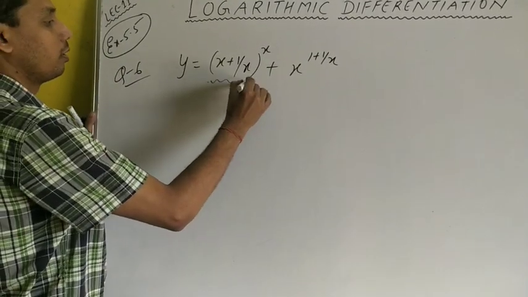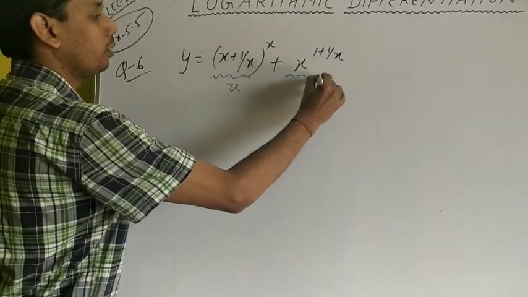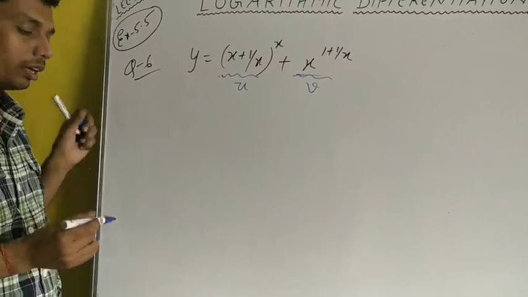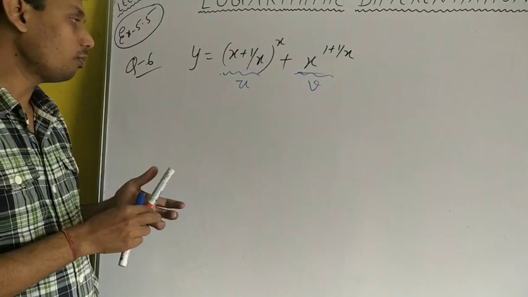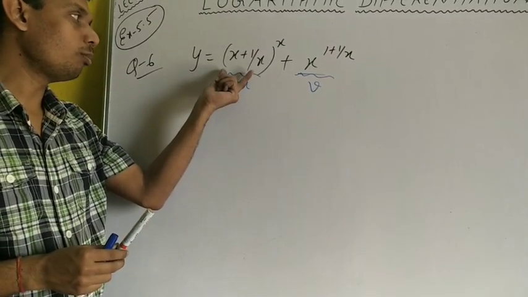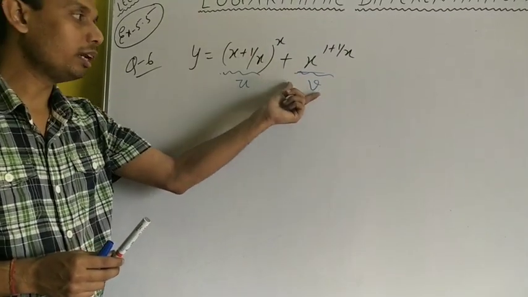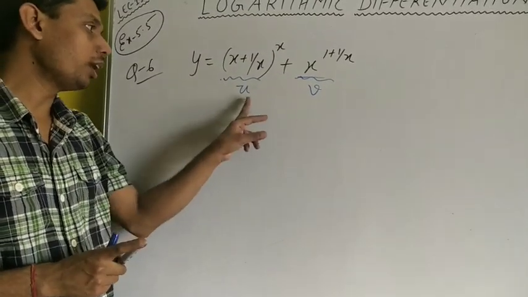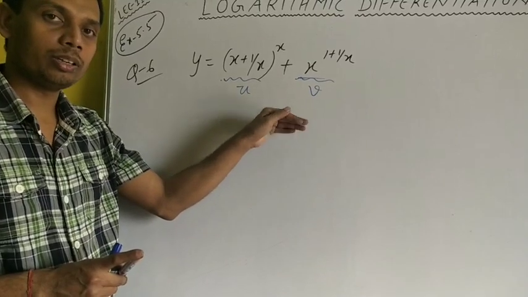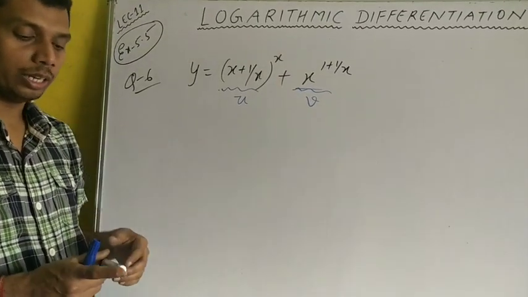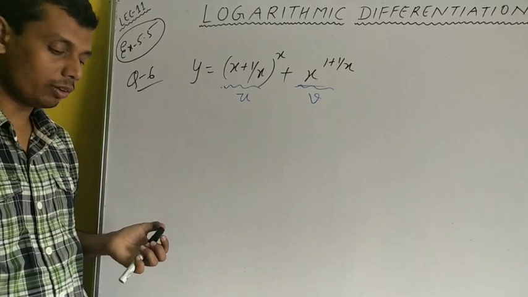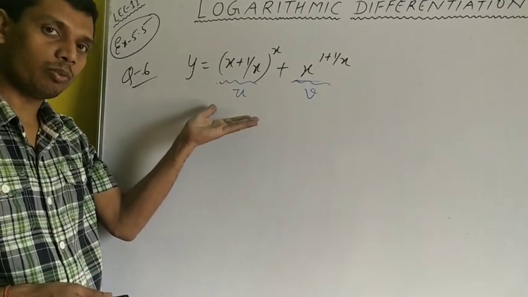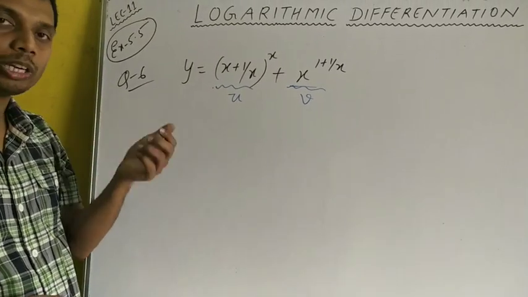See question number 6. Let us assume this as u and this as v. As we have discussed in question number 4, one of the functions, that is u, was in the form of f(x) to the power g(x), and the second was in the form of a to the power x. But here both u as well as v are expressed in the form of function to the power function, and as I have told you, whenever the given function is expressed in such a form, we proceed by taking log.